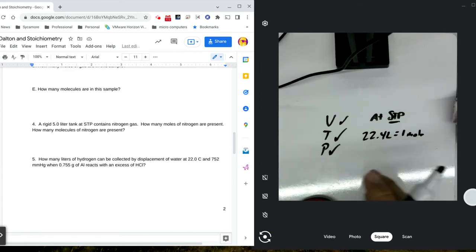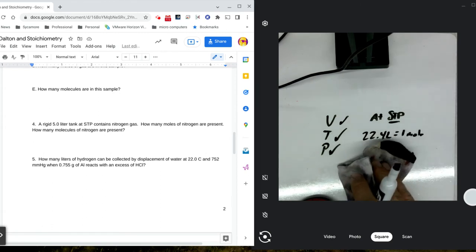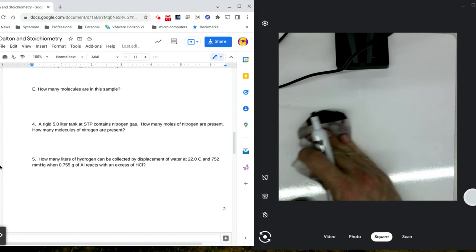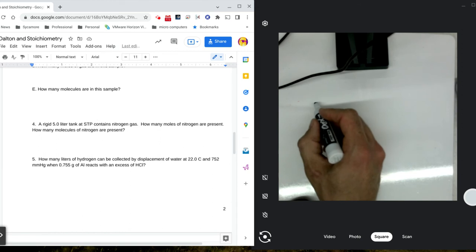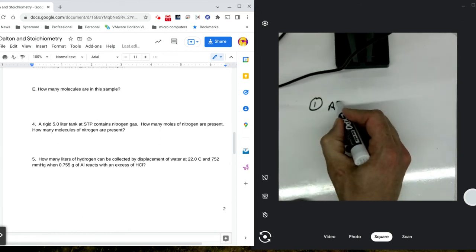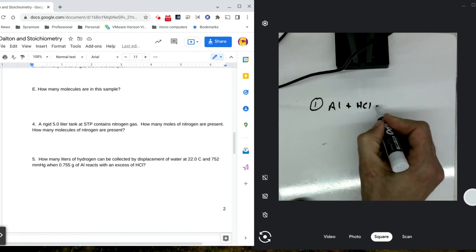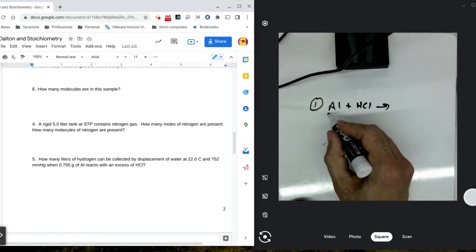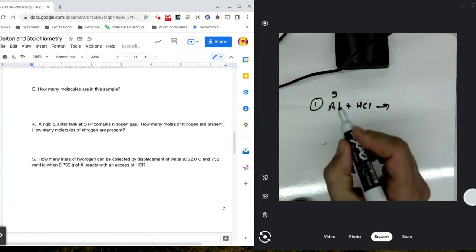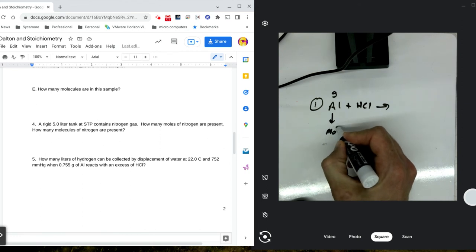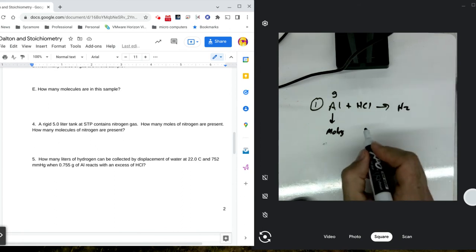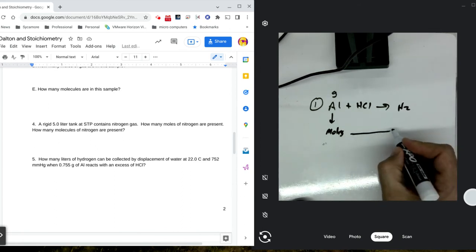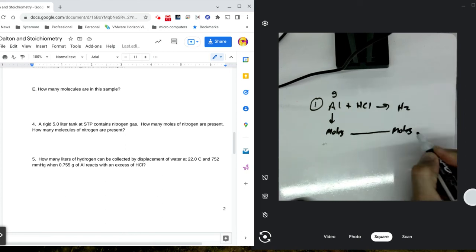Number 5, how many liters of hydrogen can be collected by the displacement of water? Again, that's a key one. 752 milliliters of mercury, grams of aluminum, excess HCl. So step number 1, you have to balance the equation of aluminum plus HCl. Make sure you get aluminum likes to go to +3. Number 2, if I have grams of aluminum, I can get to moles of aluminum. This is going to go to H2 and you'll have to balance it. If I have moles of aluminum, I can use the mole to mole ratio to get the moles of H2.